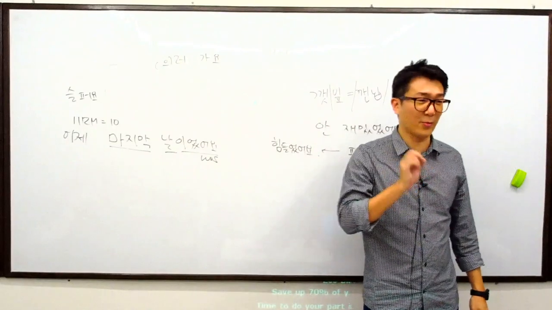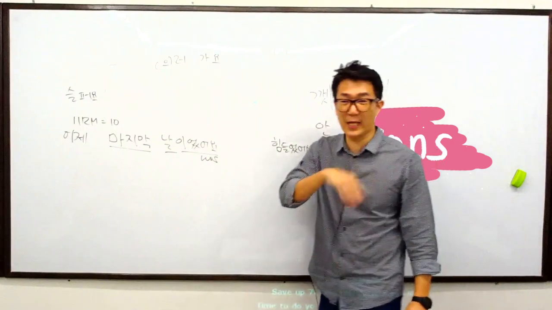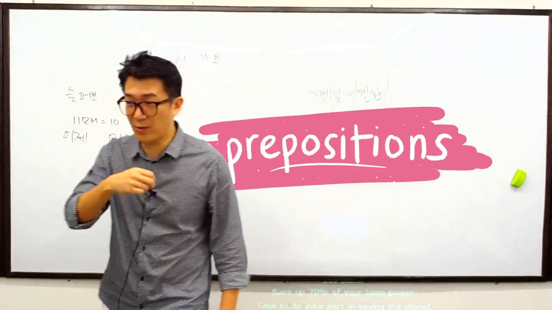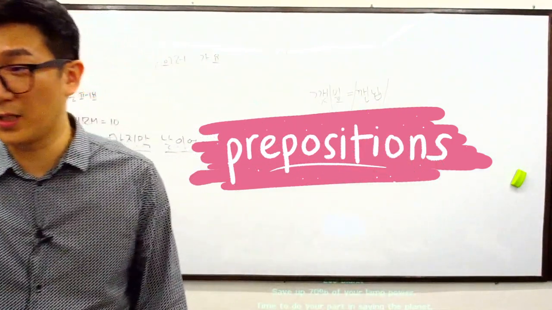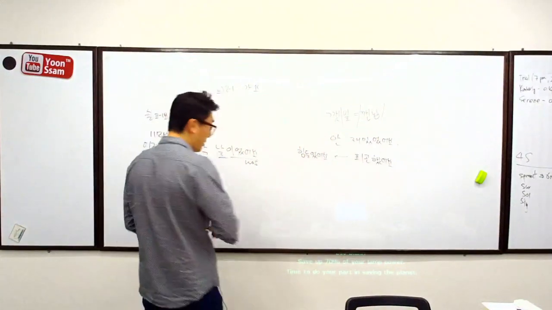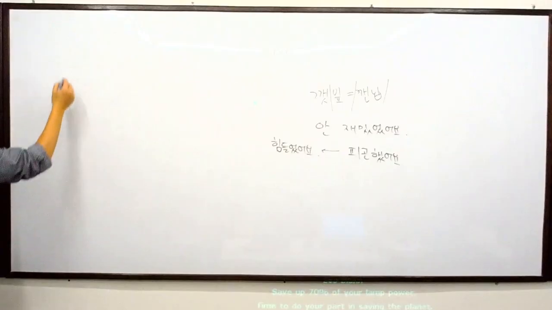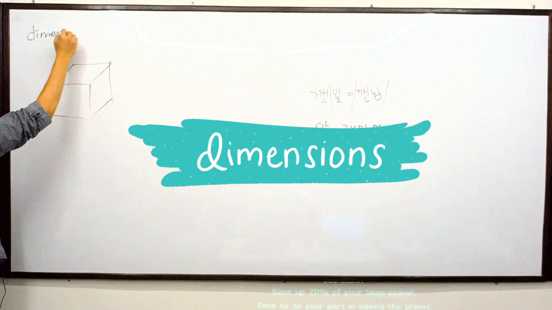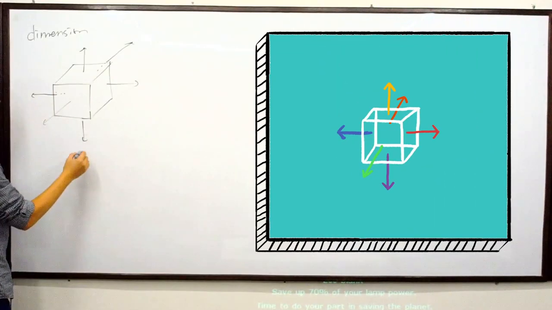This is one of the very important chapters, using A, B, B verb, prepositions B. Along with that practice, I will cover one more thing. I call it dimension. So I will cover this one together.